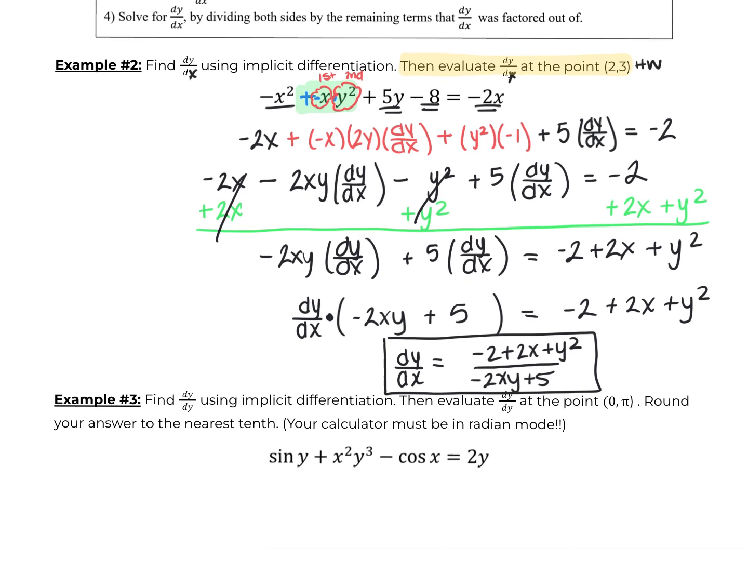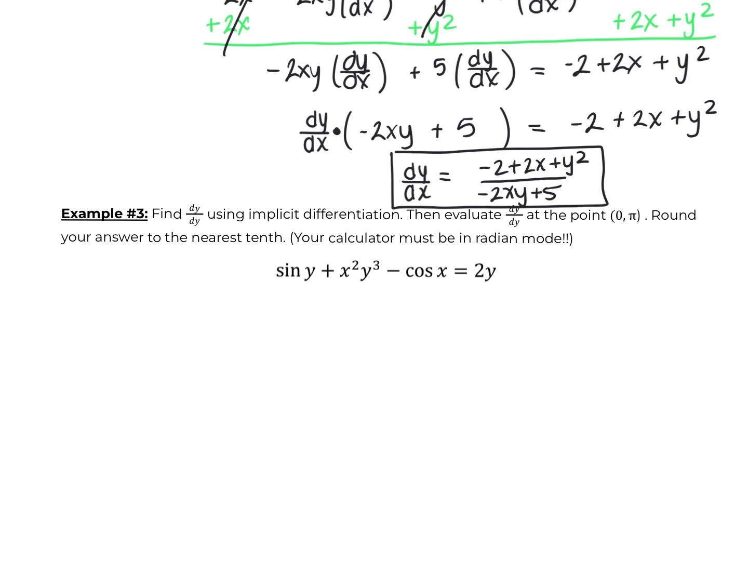And then I'd also love for you to try example number 3 for homework. Again, these all should say dy/dx. So try that and this one, and we will definitely start class there tomorrow. If you have questions, that's fine, but I want you to at least try this on your own.